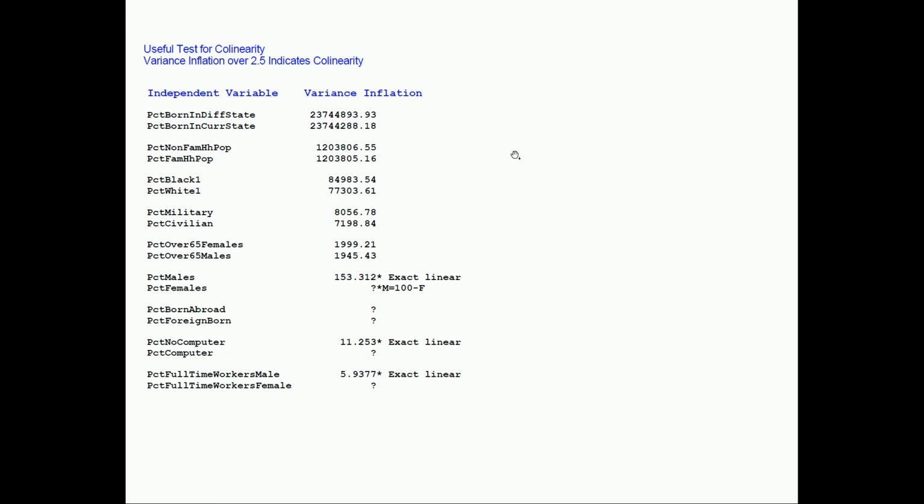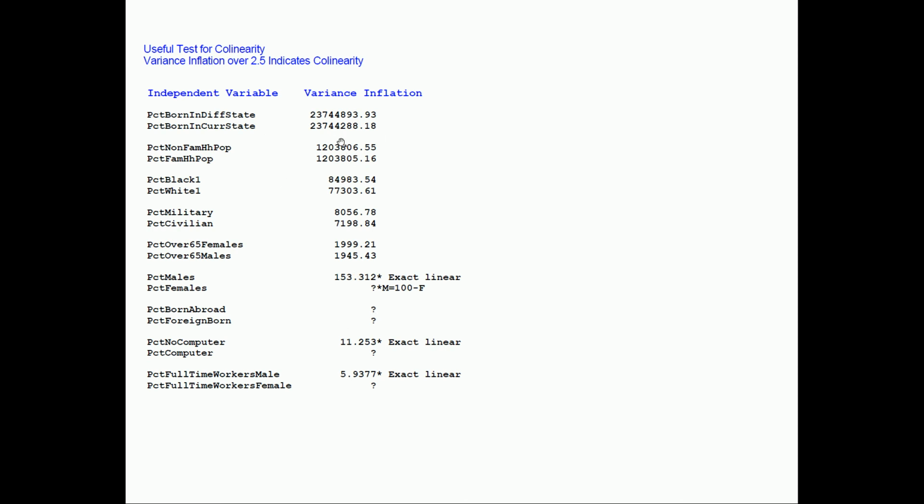One of the things I like to do is look at collinearity among your independent variables. If you look at percent born in a different state or percent born in the current state, you know those are very strongly related. In this case, it's some little rounding and things going on, so it's not perfect, but with this kind of inflation, percent born in a different state is really 1 minus percent born in the current state. These are all kind of yes-no related things, military or civilian. Down here, when you see a question mark, that's when it's an absolute perfect relationship in the data. The numbers are 1 minus, in this case, no computer and computer, pretty much 1 minus the other. So these are all very problematic.